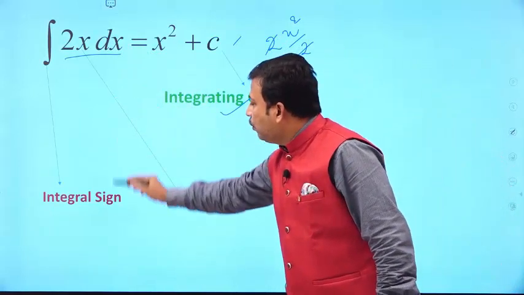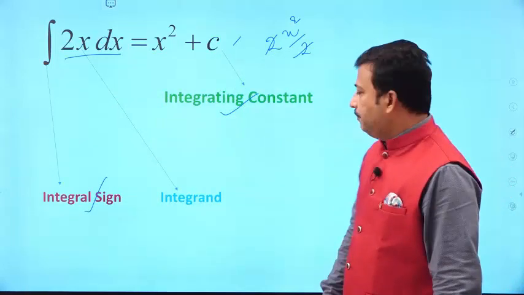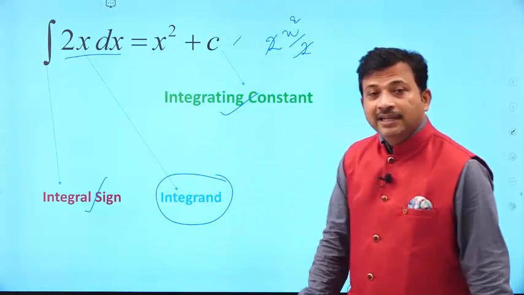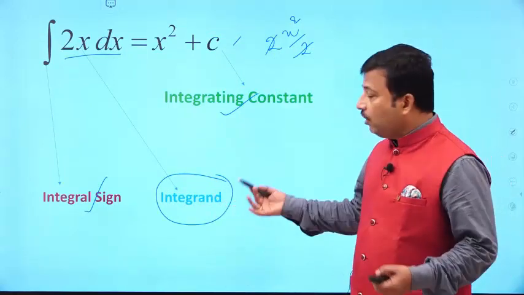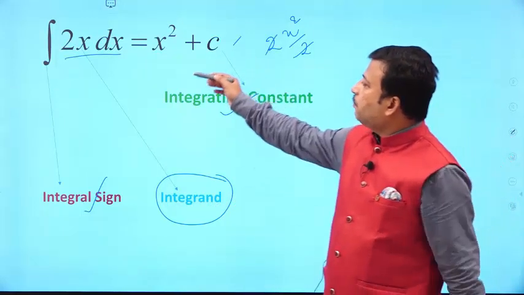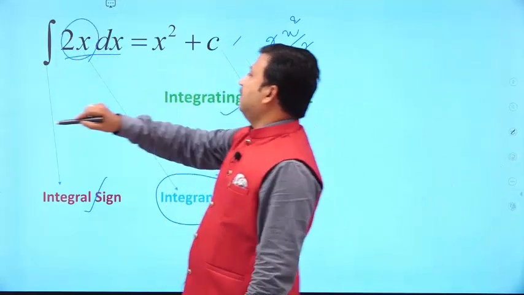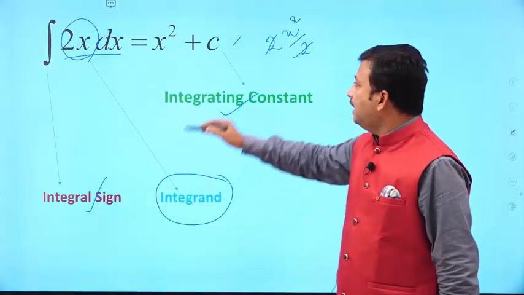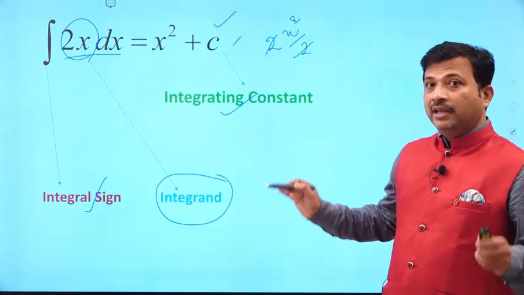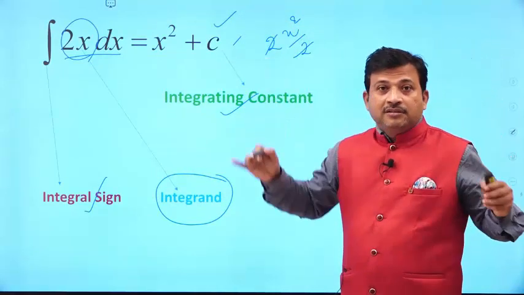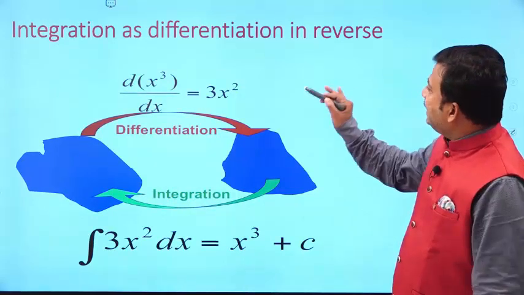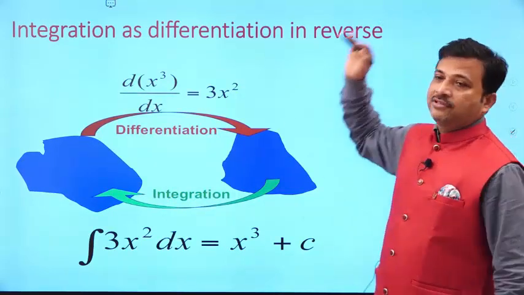This symbol we call the integral sign, and this part we call the integrand. I think you are all aware of it; I am just refreshing you. That is your integral sign, and this is your integrating constant, which is a very important thing. If you forget plus c, it will give you a lot of trouble. Let us see integration as differentiation in reverse.